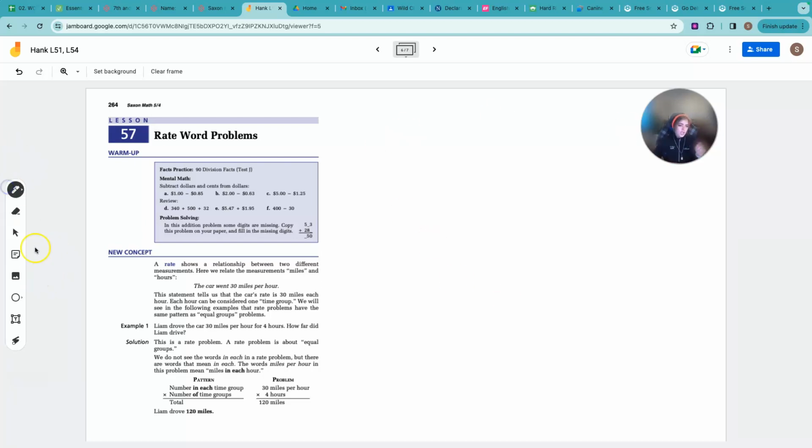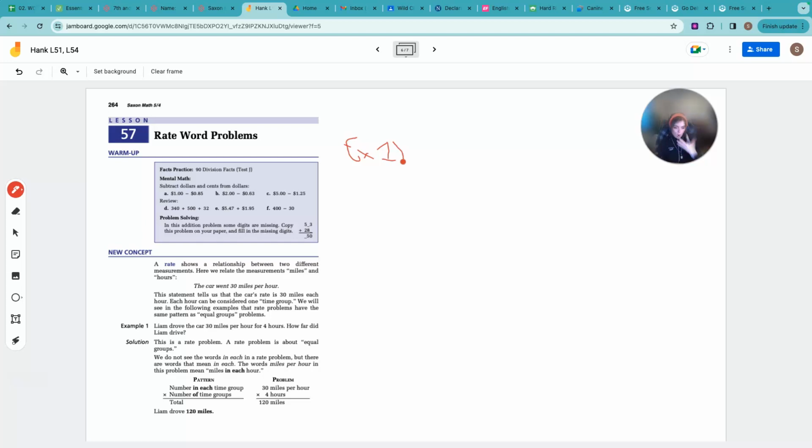Okay, so, let's look at example 1. Let's get into it, as they say. Example 1. Liam drove the car 30 miles per hour for 4 hours. How far did Liam drive?